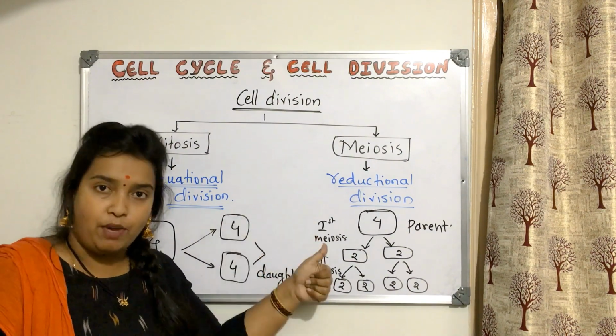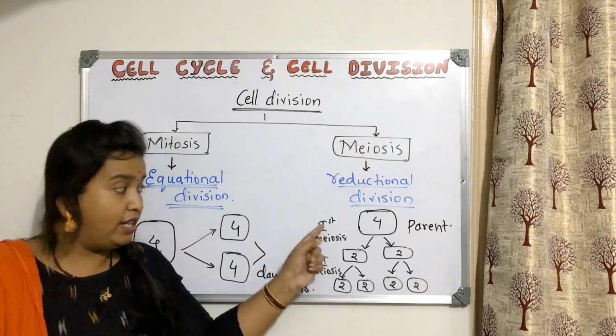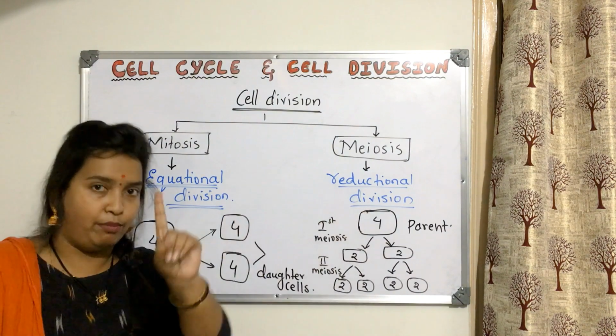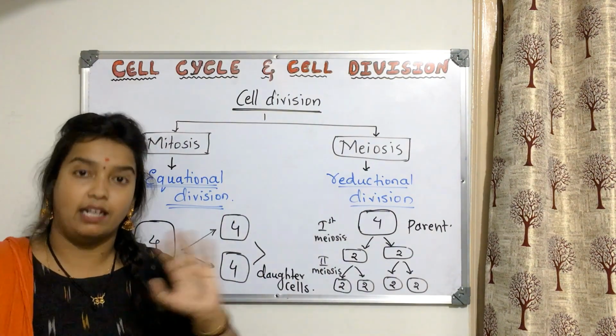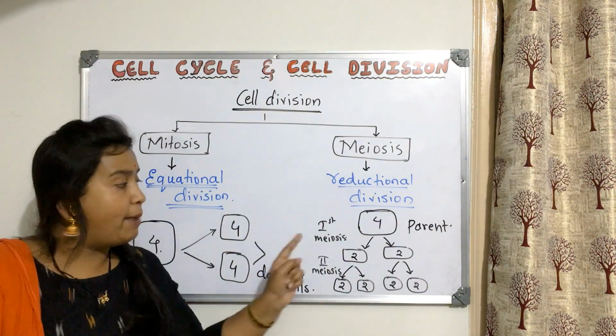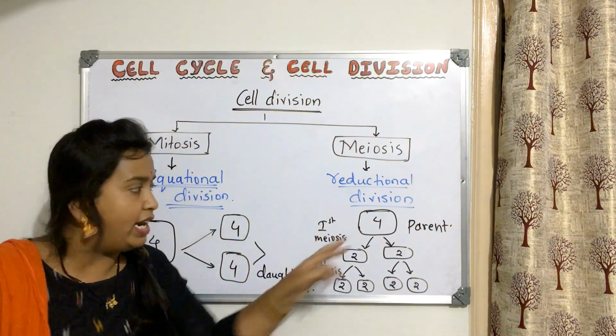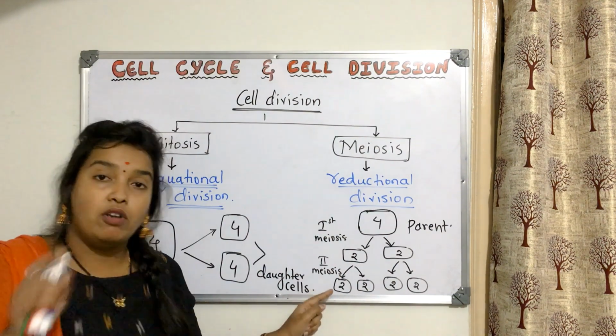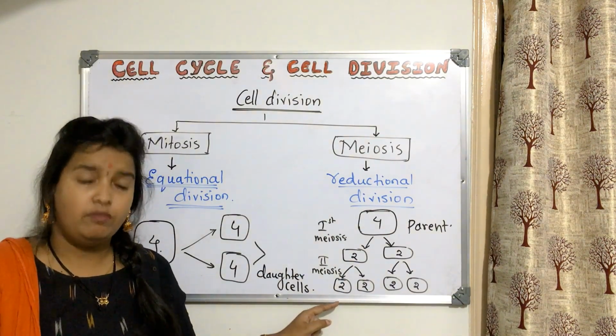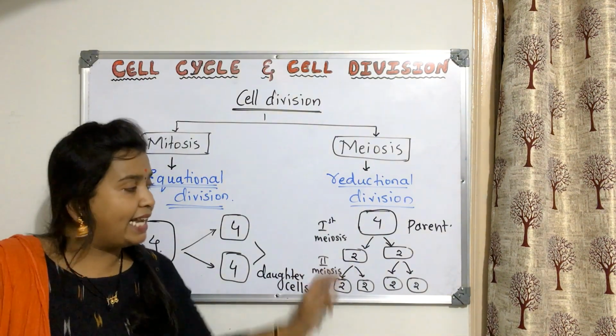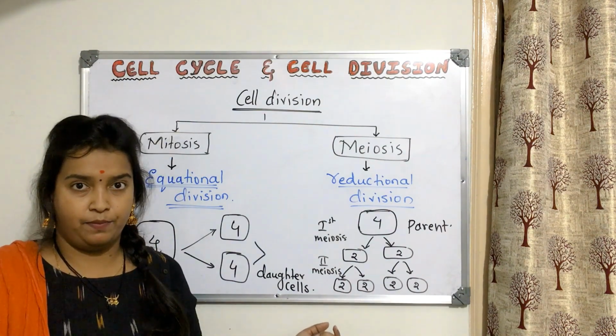We call it first meiosis and second meiosis. When both happen, then only one meiosis is complete. We can consider it as complete. What happens in first meiosis? In first meiosis, it is a reduction division wherein the chromosome number is reduced. Second meiosis is not reduction. In second meiosis, it is again the same as mitosis.